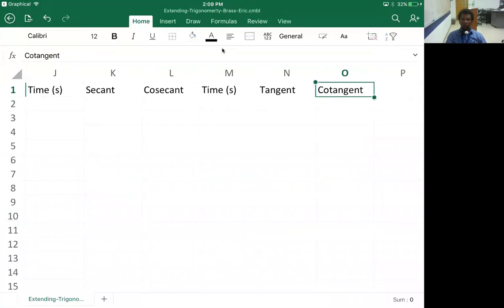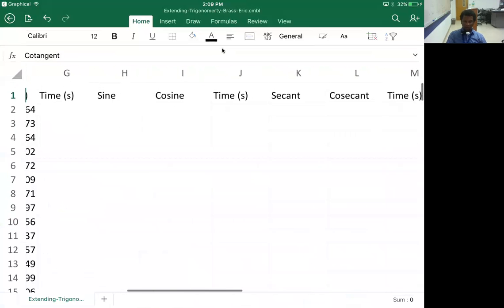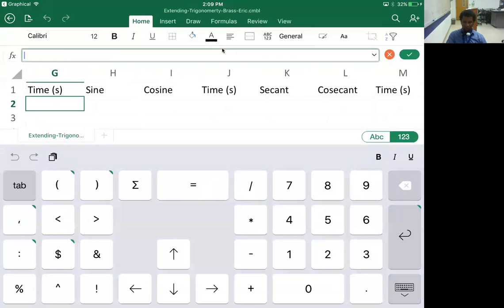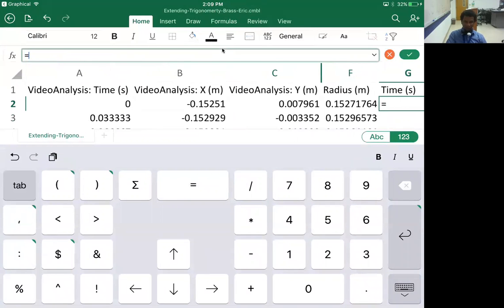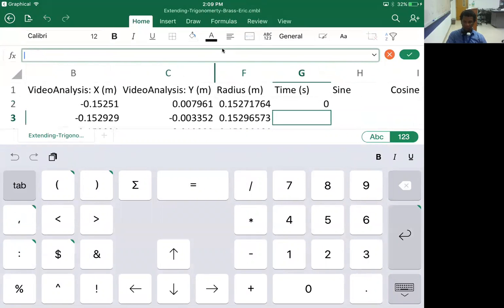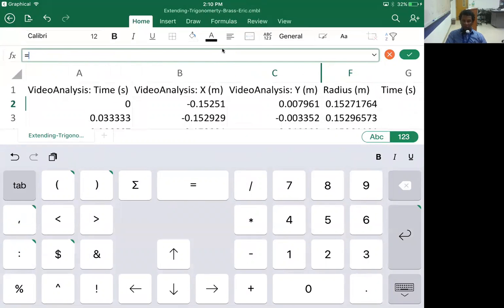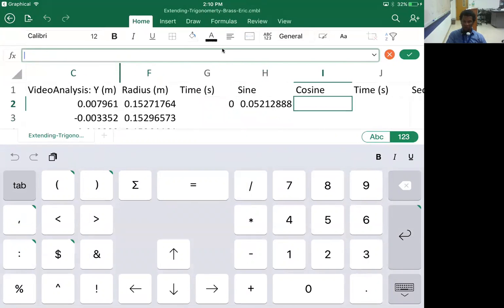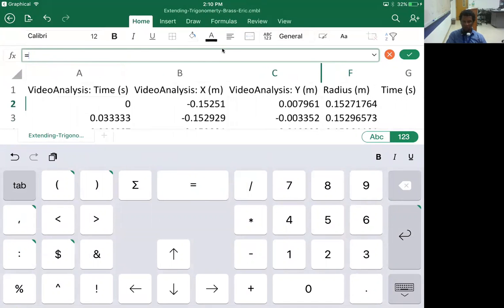All right, so we have all of these columns that we need to fill out. Time is just going to come from the first column. And then sine is going to come from the opposite over the hypotenuse. Then we have cosine, which is just equal to the adjacent divided by the hypotenuse.